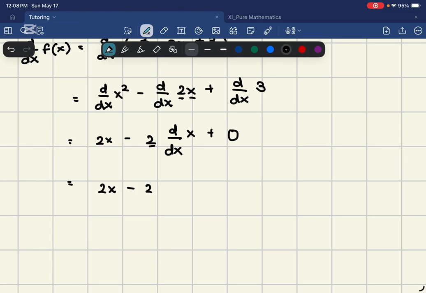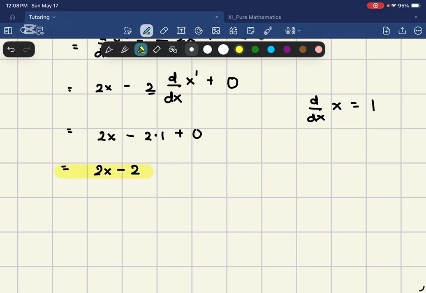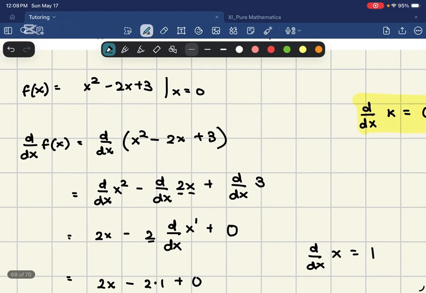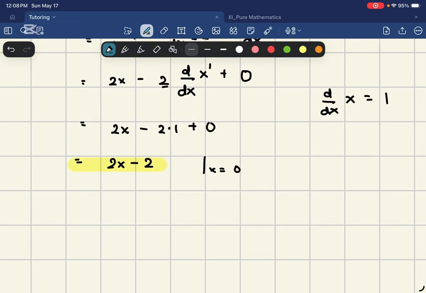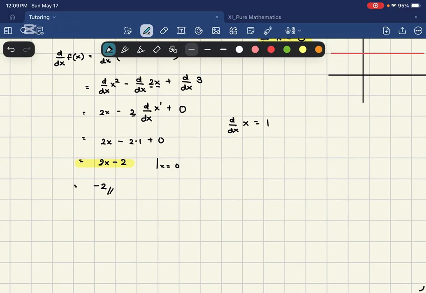Remember, you can bring your power. X is the same as saying x to the power 1, right? You bring 1 to the front, x to the power 1 minus 1. X to the power 0, that is just 1. So you have 2x minus 2. Another useful thing to remember is that the derivative of x is going to give you 1. All right, so your solution is 2x minus 2, and then you substitute x is equal to 0. And if you substitute x is equal to 0, you get minus 2. So that is your solution.